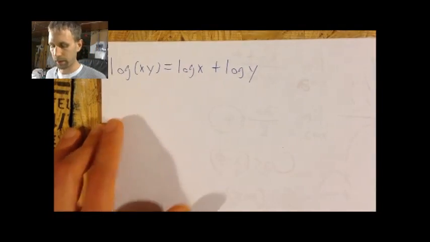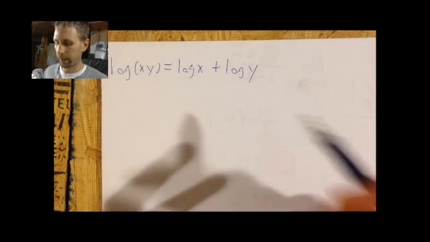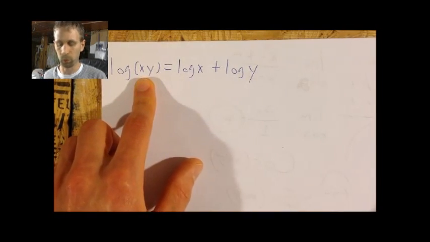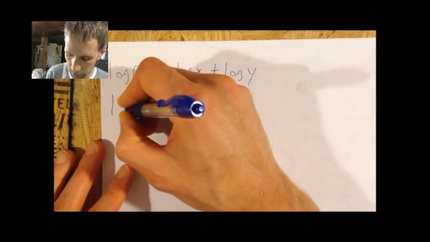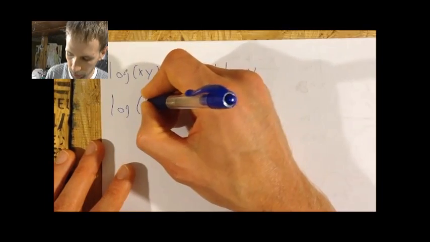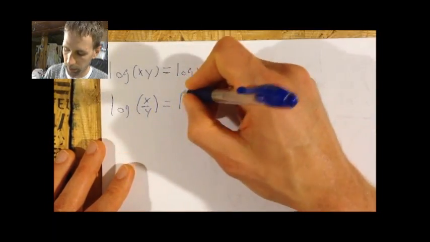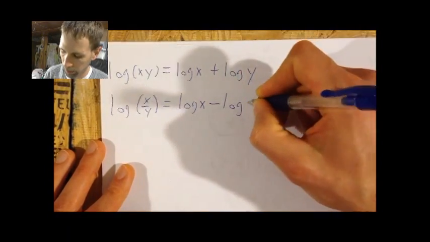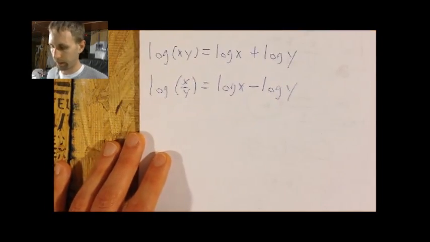Alright, the log of a product is the sum of the logs. So this gives us an algebraic tool, a way to break apart logarithmic expressions with products. That's one of them. Another one is the log of a quotient. Log of x divided by y is log x minus log y. Alright, the log of a quotient is the difference of logs.